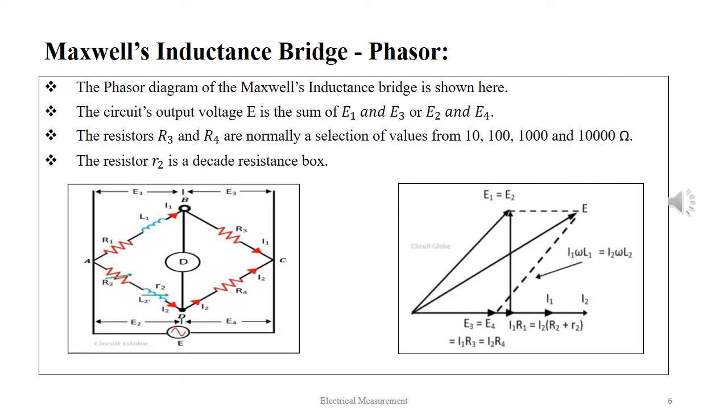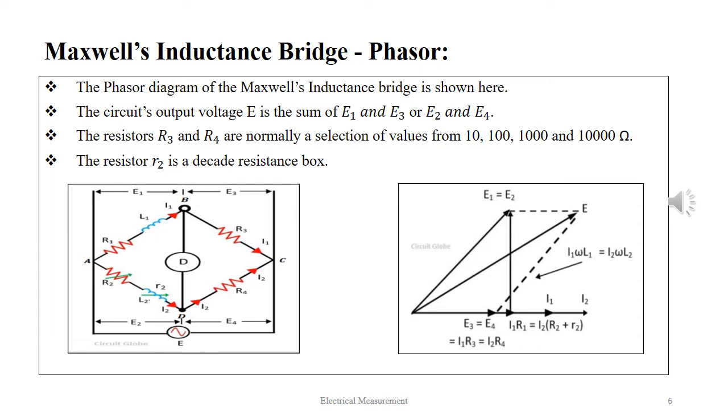Here we see the phasor diagram of the Maxwell's inductance bridge. The circuit's output voltage, capital E, is the summation of components E1 and E3 or E2 and E4. The resistors R3 and R4 are normally a selection of values from 10 or 100 or 1000 or 10,000 ohms. The resistor small r2 is a decade resistance box.